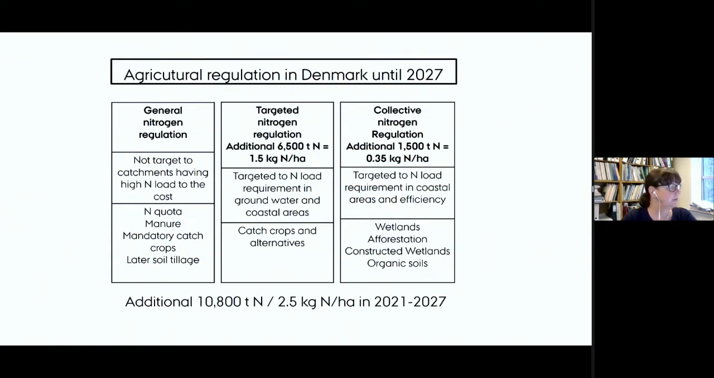The regulation so far in Denmark is a general regulation that applies evenly on all farm areas. This general regulation is not targeted to specific catchments that have too high inload to the coast, but it includes the N quota, handling of manure, mandatory catch crops, and later soil tillage and other elements. Then we have a targeted N regulation that is targeted to catchments that have too high load to the coastal areas, and also to lower retention areas. That is so far mainly catch crops and alternatives to catch crops. Then there's also collective nitrogen regulation that is targeted to coastal areas that need more cut in the inload, and that is mainly wetlands, constructed wetlands, afforestation, and organic soils.